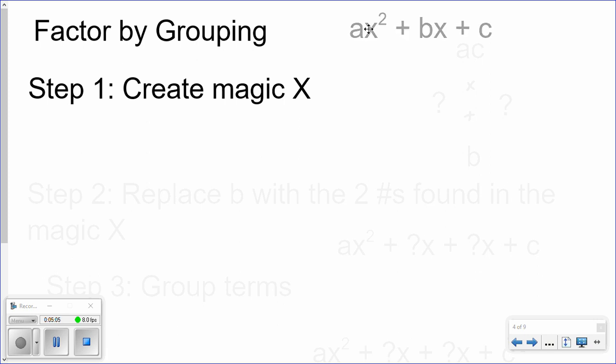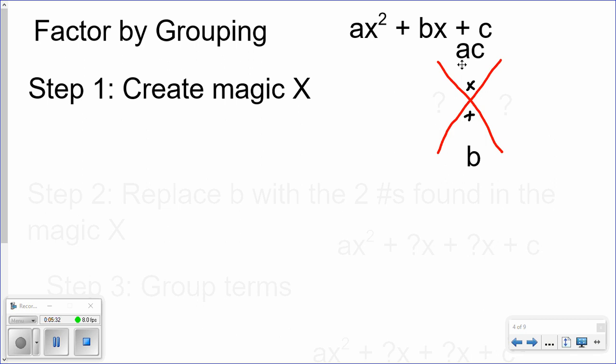Okay, so generally this is what a trinomial looks like: some term, like a number times x squared, plus some other number times x, plus some other number. So for your magic X, you would just draw a giant X. In the top, you would do whatever a times c is, and in the bottom, you would just put whatever b is, just the numbers, not the terms.